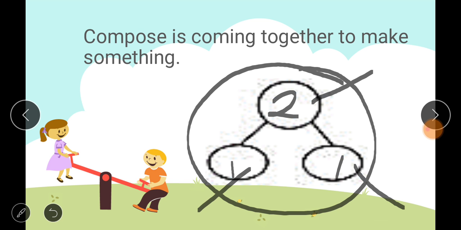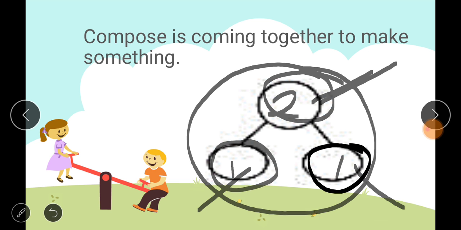Okay, the upper circle is called whole. And these 2 smaller circles down here are called parts and parts, because when these parts and parts come together, they make a whole. They make this whole number here. Is it beginning to make sense now? Okay, let's continue.